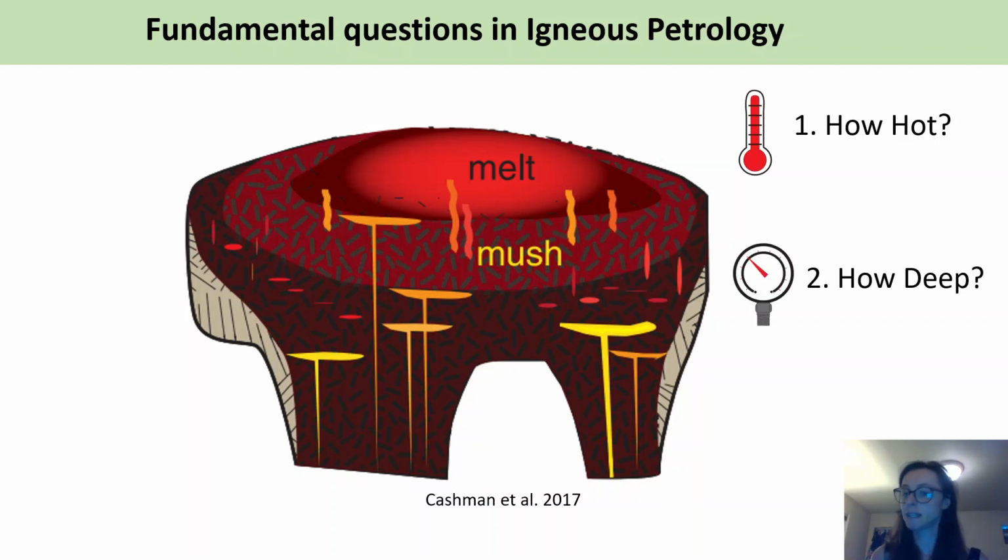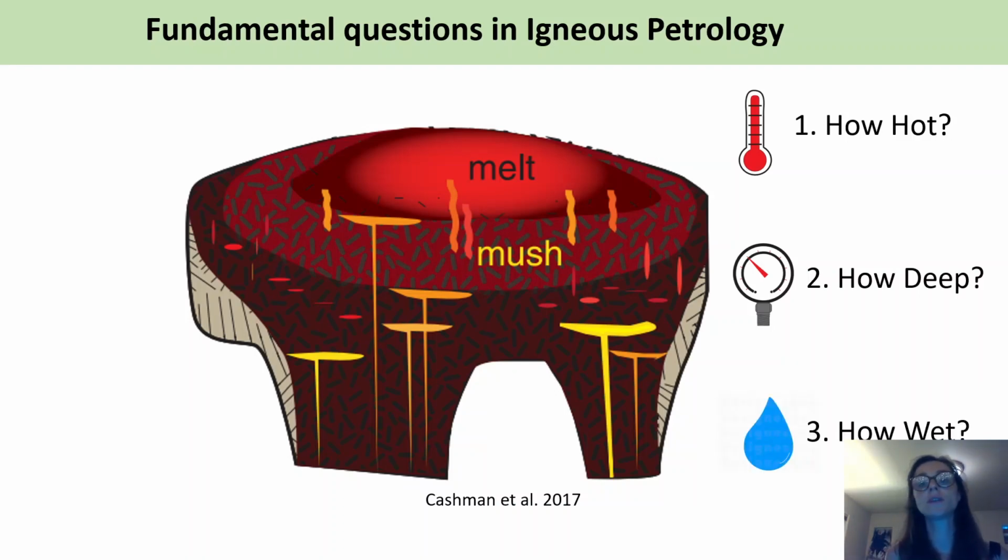How deep is this magma chamber stored? How does this relate to eruption triggering processes? Interpretation of geophysical signals during an episode of unrest? How wet was this magma chamber? Did high water contents trigger the eruption? Did volatile saturation occur just before eruption?